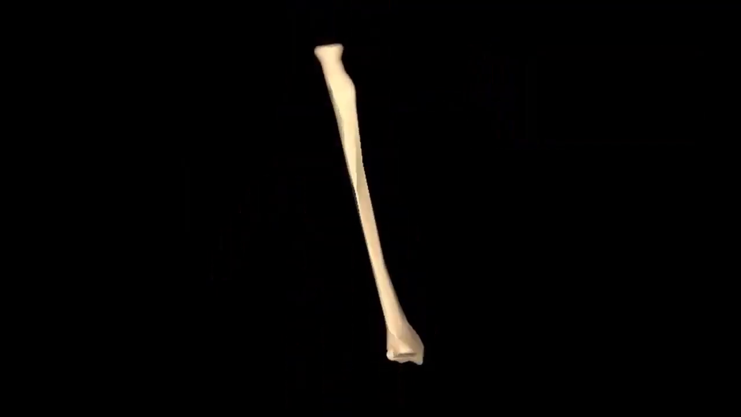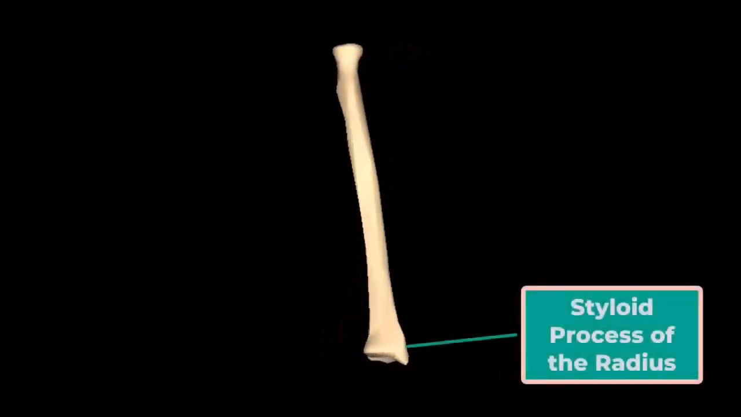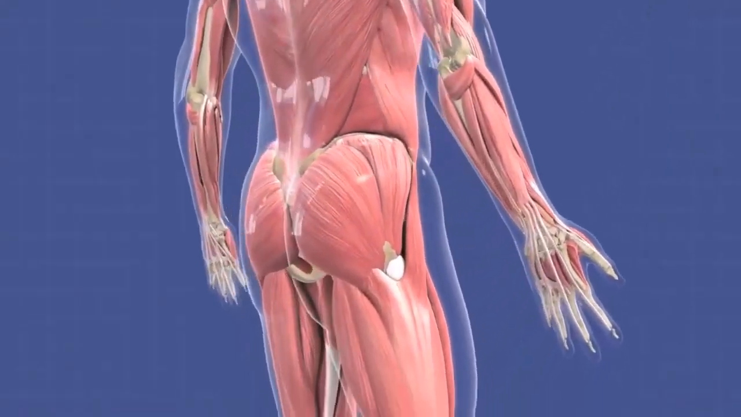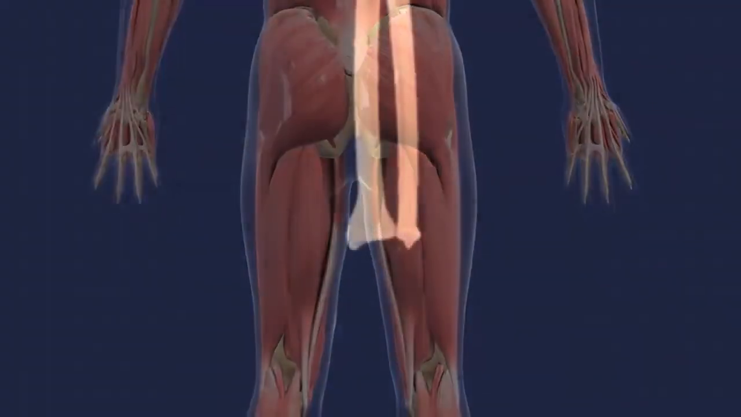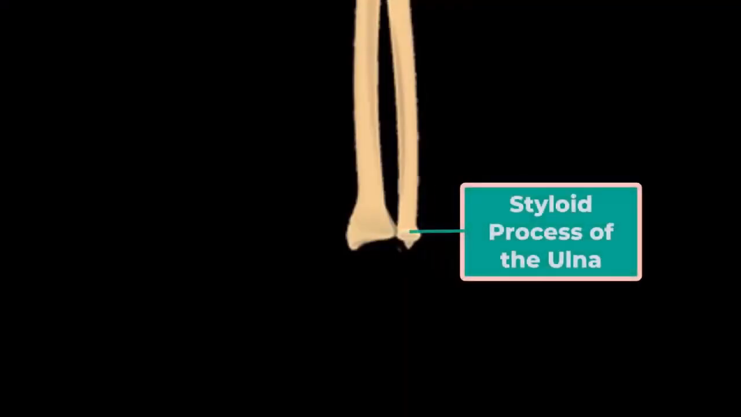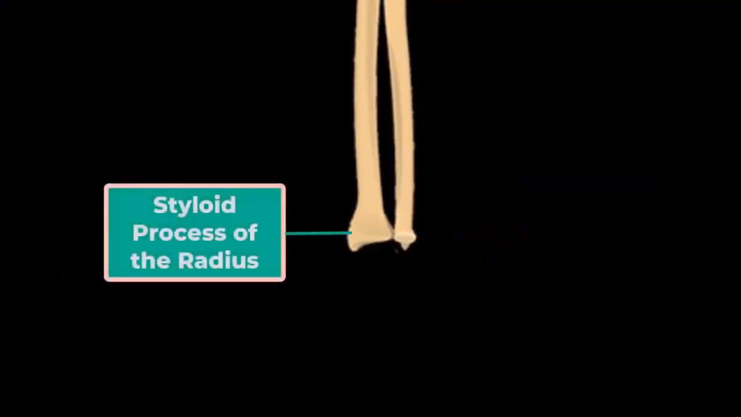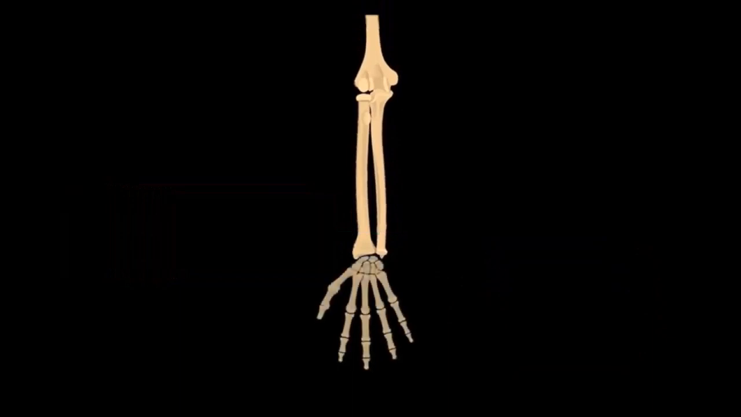The lateral end of the radius has a pointed projection called the styloid process of the radius. This provides attachment for ligaments that support the lateral side of the wrist joint. Compared to the styloid process of the ulna, the styloid process of the radius projects more distally, thereby limiting the range of movement for lateral deviations of the hand at the wrist joint.